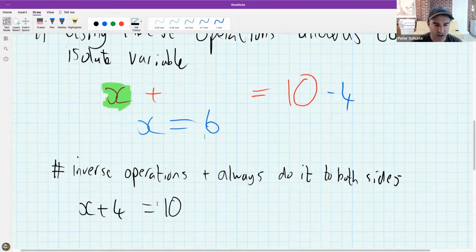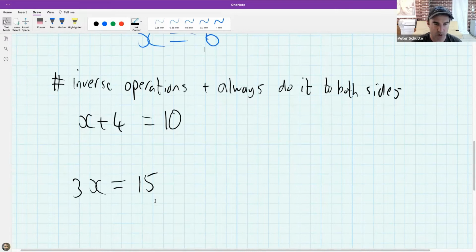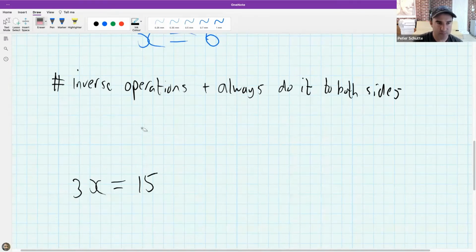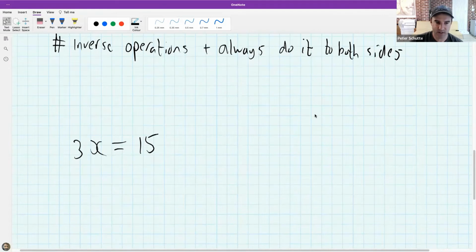Now, when we get to a question, let's say I've done that one already. Whenever we solve an equation, we use the inverse operation and we always do it to both sides. Now, in this case, if I say to you, what's the answer to this equation? In the chat, give me the answer to this equation just by looking at it. Okay, now everyone can see the answer is 5. But let's use our method.